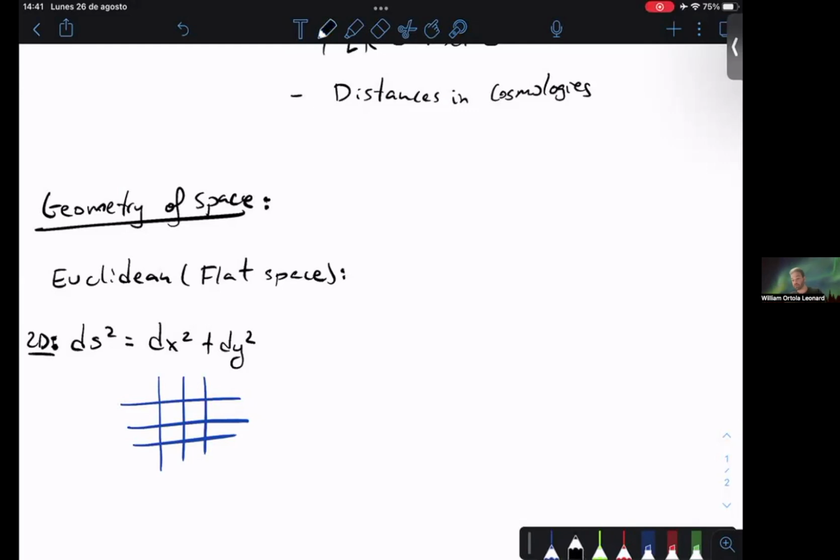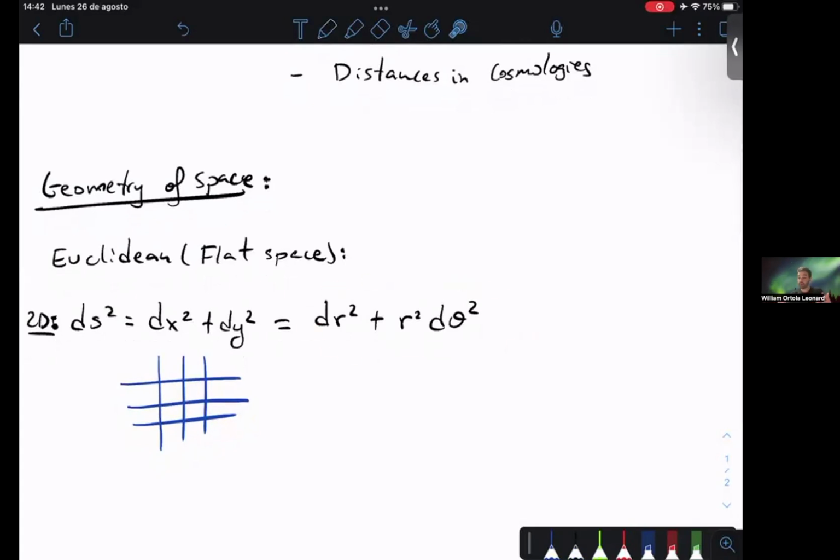Then we also have different representations. For example, another representation can be a more circular representation, and this is what is called polar coordinates. In this case, we represent our metric in polar coordinates as dr squared plus r squared times d theta squared. Again, this is a circular approach to the geometry, but in a flat space. Imagine that we have our coordinate system, and the symmetries are circular.